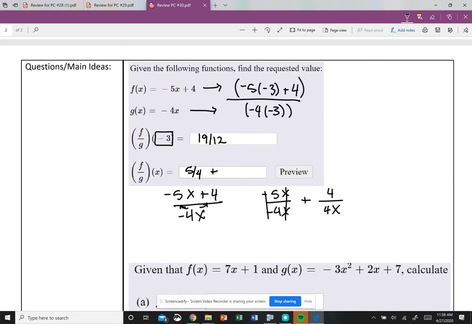Then I'm going to do plus, and then 4 divided by 4 is 1 over x. Sorry, it should look more like this. 1 over x. So in preview, it would look like this. Okay? All right, that's all you had to do there.